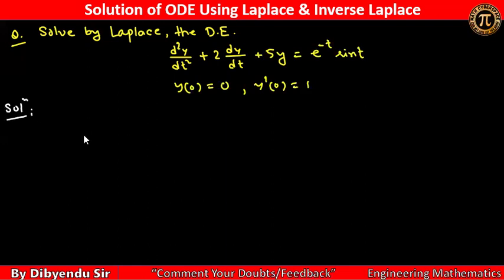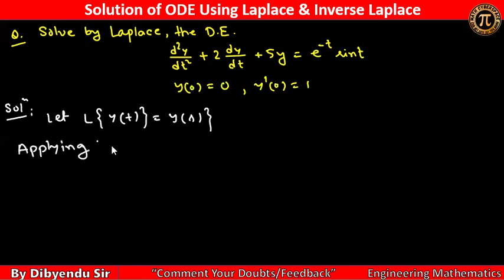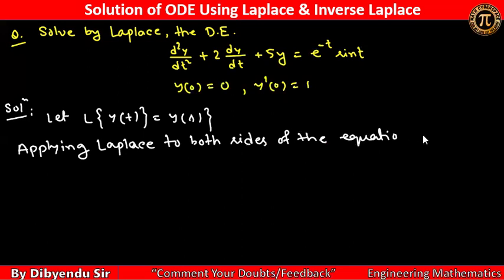Step 1 is, first you have to consider that Laplace of y(t) equals Y(s). So let Laplace of y(t) equal Y(s). Then you have to apply Laplace transform to both sides of the equation. So applying Laplace to both sides of the equation, we get.